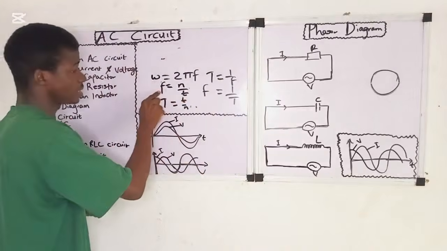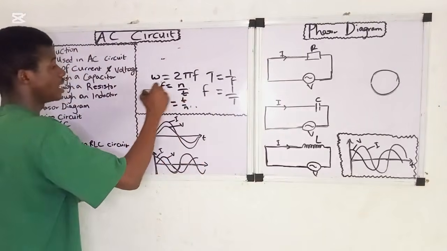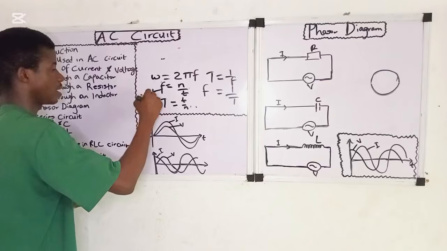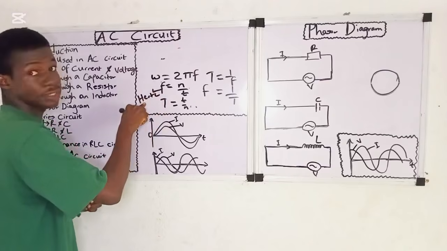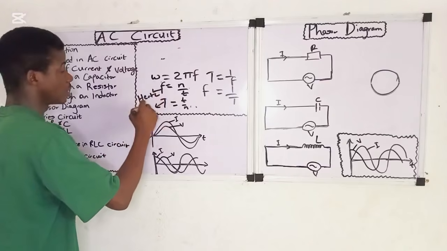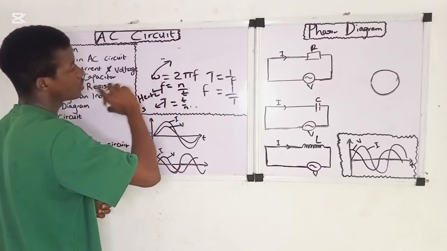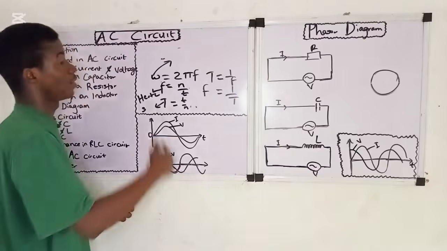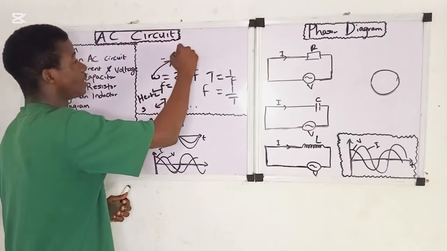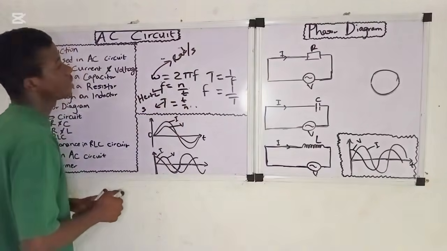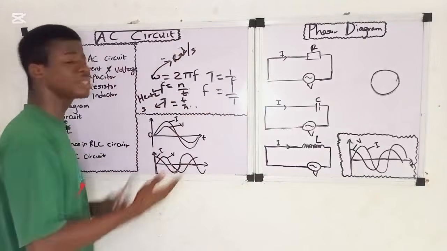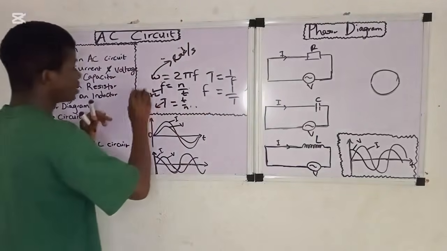Now, the SI unit of frequency is Hertz. SI unit of period is seconds. SI unit of angular velocity or angular frequency is rad per second. So that's all about the terms used in AC circuits.